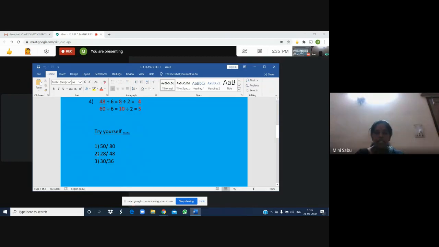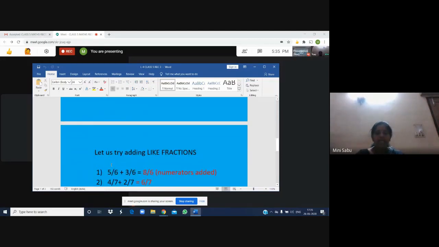But first one is 50 by 80. Second one is 28 by 48. Third one is 30 by 36. And try the method and see whether you are able to do it or not.